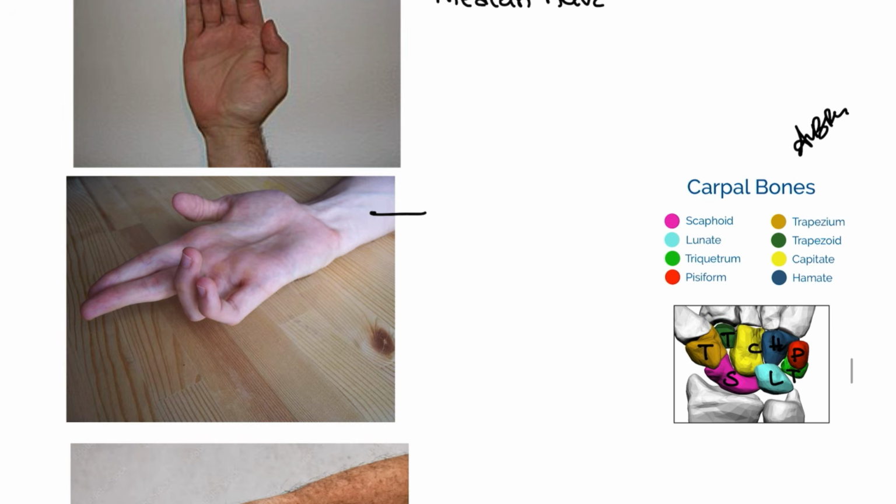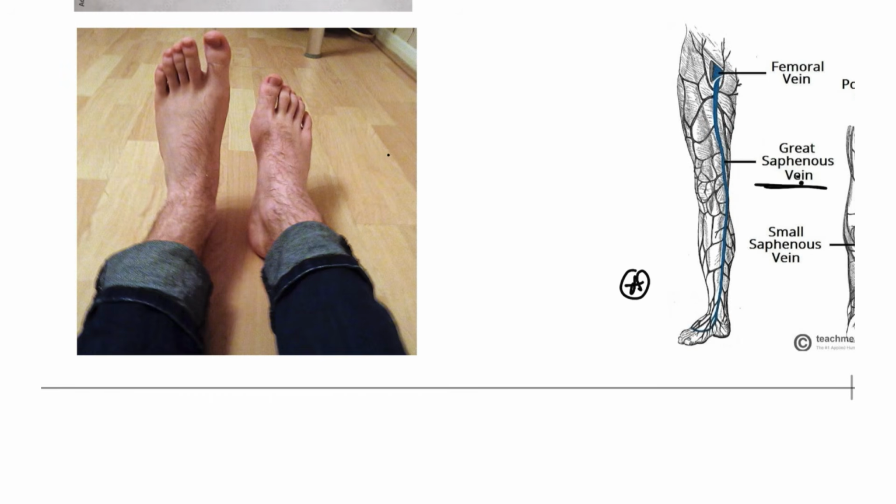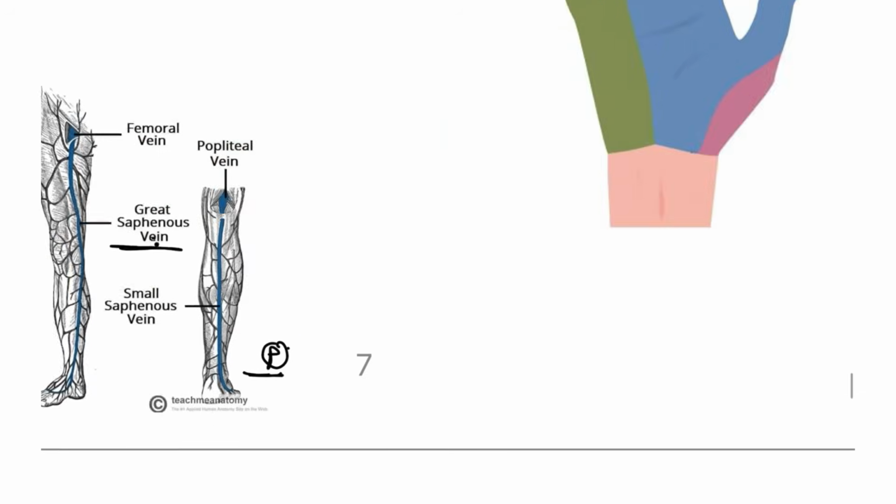And here, this is the claw hand, which involves the ulnar nerve. And this is the wrist drop, which involves the radial nerve. And this is the foot drop, which involves the common peroneal nerve.